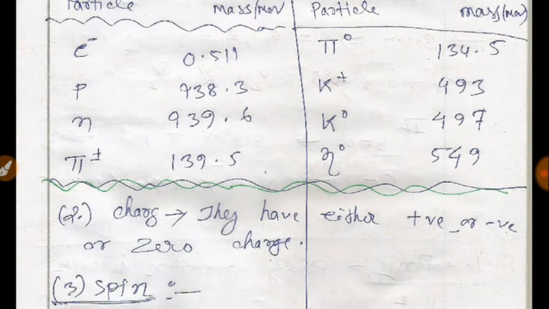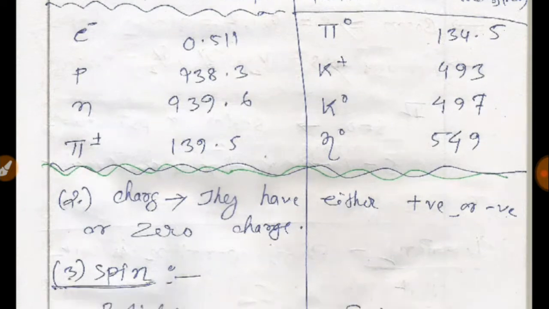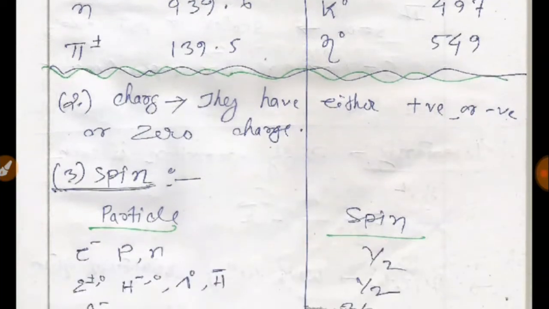Another parameter is charge. Elementary particles might have positive, negative or zero charge. Another term is spin, which is a type of angular momentum that is different for different particles. Bosons have integral spin, while fermions have half-integral spin. Here the electron, proton and neutron have spin 1/2.